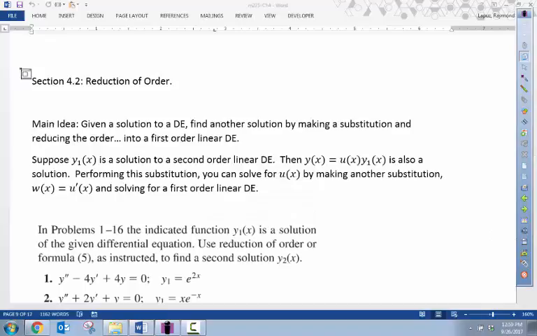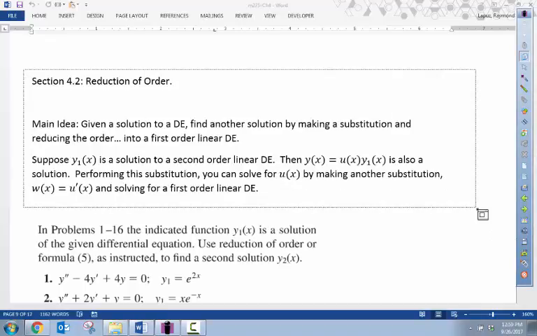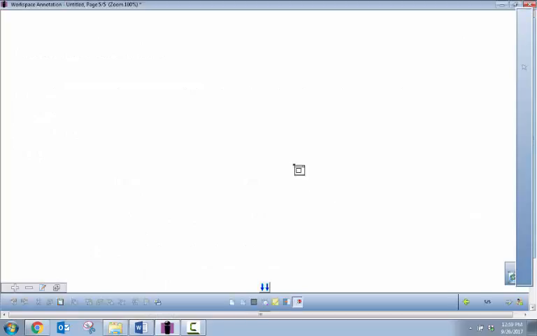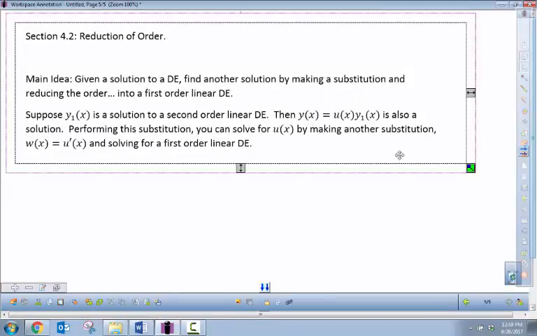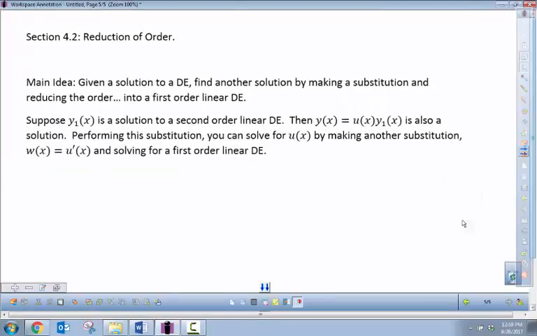Because if you have a second order differential equation and you happen to have one solution already, then how are you going to find your other solution? Because you should be expecting two solutions for a second order. So the main idea here is to find another solution if you already have one.